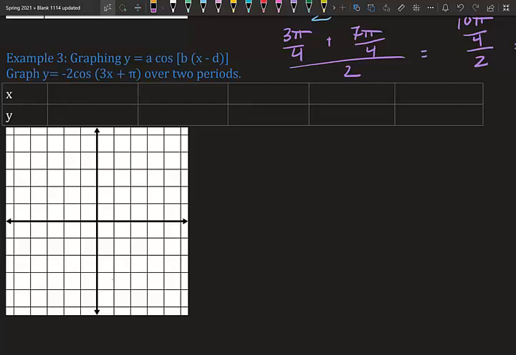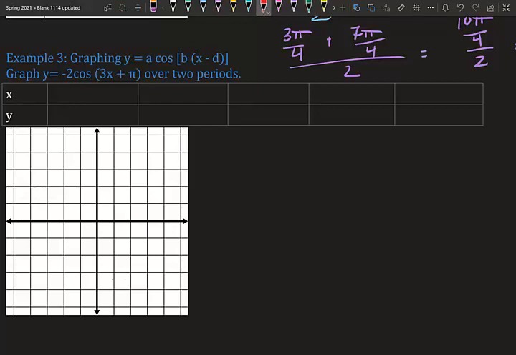Example 3, graphing y equals a cosine b x minus d. So basically putting everything together, let's graph it. So let's graph y equals negative 2 cosine 3x plus pi over 2 periods. So we're going to be graphing this not just in this quadrant this time, we're going to be graphing it over 2 periods, just like we did in example 1 in 4.1.